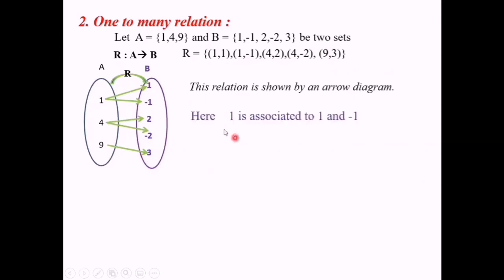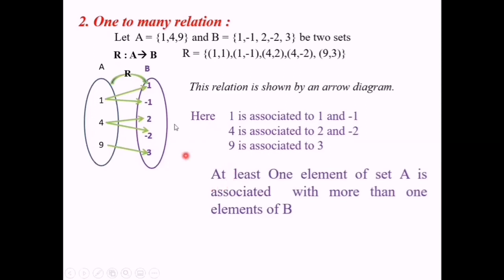Now in this figure, 1 is associated to 1 and minus 1, 4 is associated to 2 and minus 2, 9 is associated to 3. Here at least one element of set A is associated with more than one element of B. Arrows here are one to many, 1 to 2, that is more than 1. So the relation is one-to-many relation.